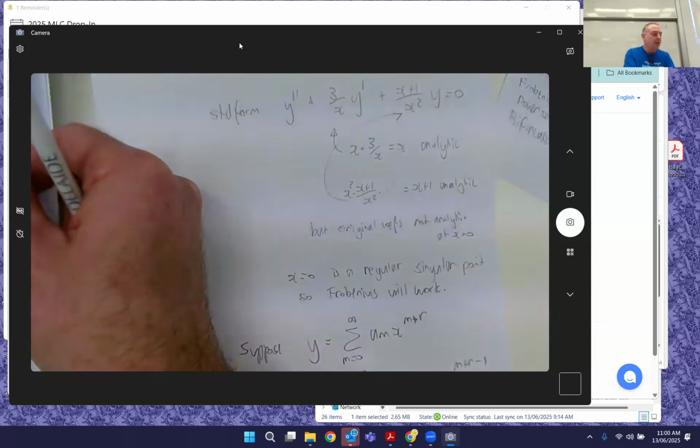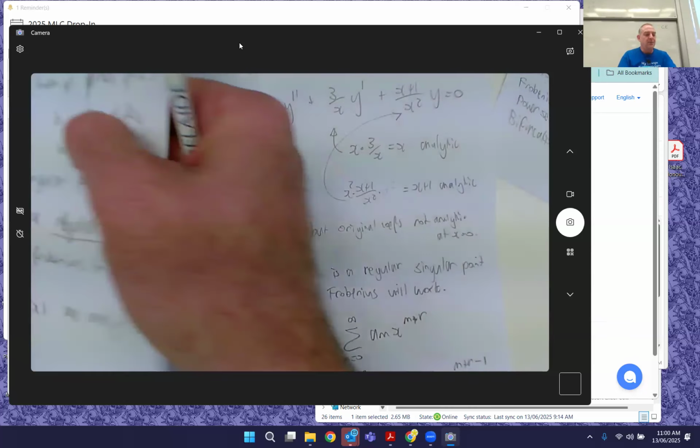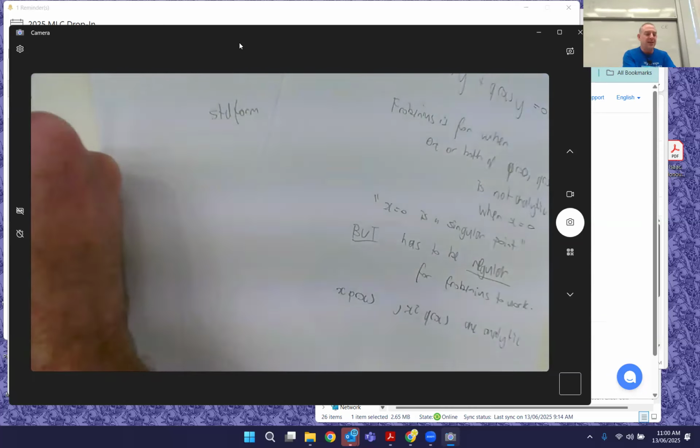Oh no, I've mixed my Frobenius and my Fourier series together.